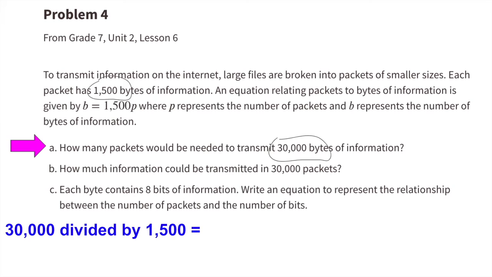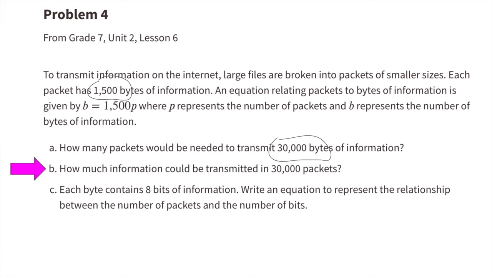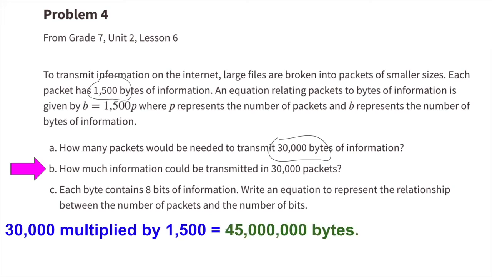A. How many packets would be needed to transmit 30,000 bytes of information? 30,000 bytes and 1,500 bytes of information per packet. That's 30,000 divided by 1,500 equals 20. So there would be 20 packets needed to transmit 30,000 bytes of information. B. How much information could be transmitted in 30,000 packets? 30,000 multiplied by 1,500, that's 45 million bytes. So 45 million bytes of information could be transmitted in 30,000 packets.